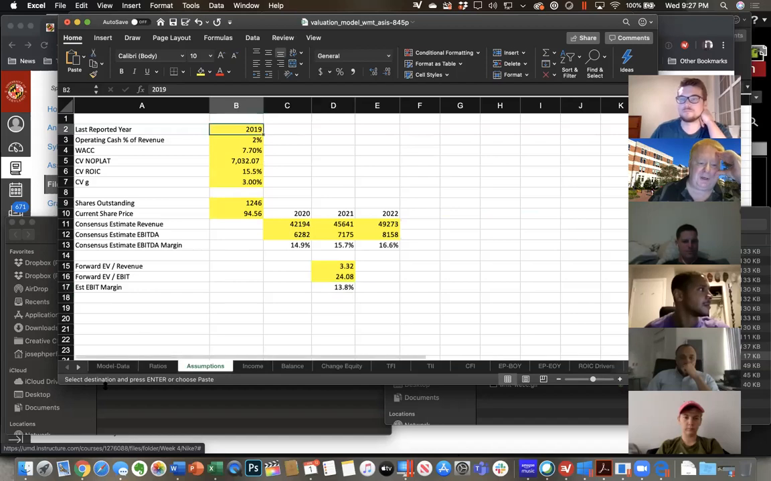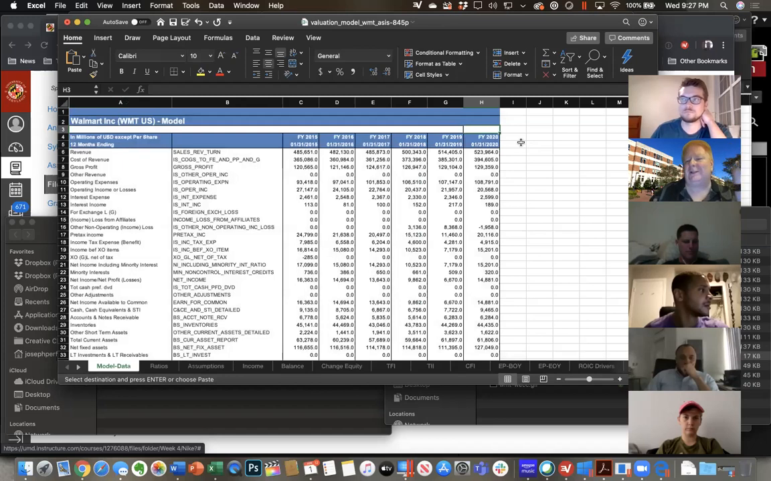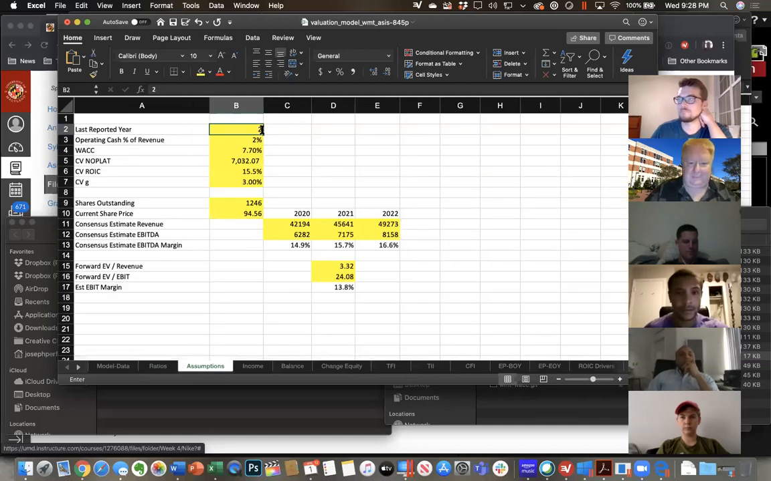Last reported year. For Walmart, they've actually reported fiscal 2020, because retailers consider January 31st the end of their fiscal year as opposed to December 31st. So Walmart's actually in 2021 as far as they're concerned, so 2020 has already happened. So in the assumptions, 2020. Now the model will automatically adjust the relative years based on that.